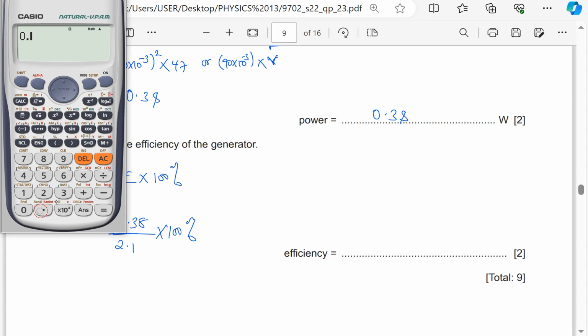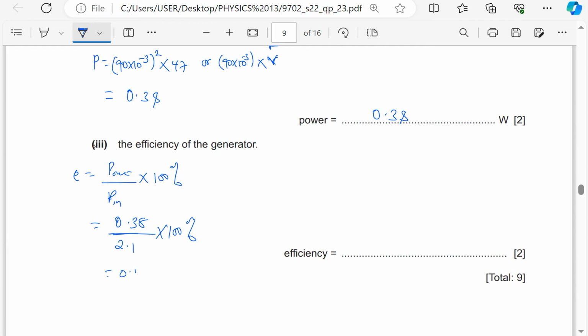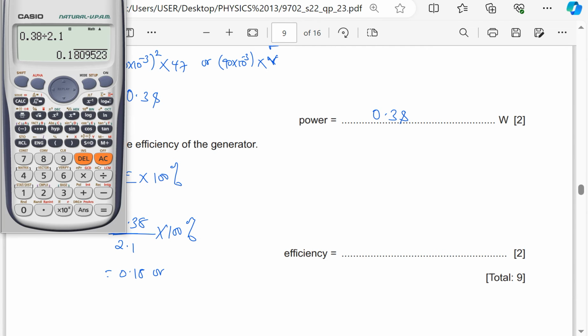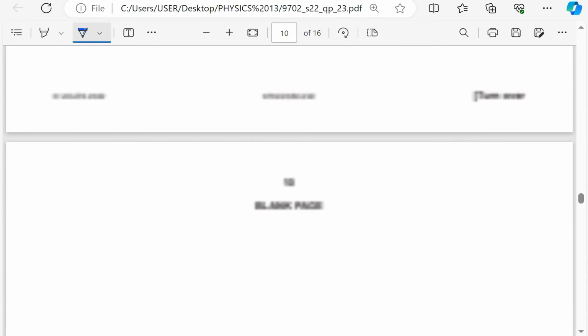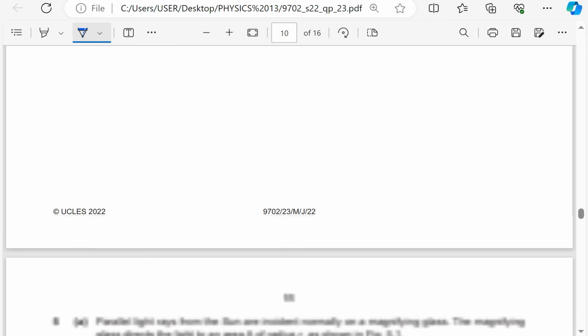So this is 0.38 divided by 2.1. Either I have 0.18, or if I multiply this by 100, it would be 18%. So the efficiency is going to be 18% or just 0.18. Okay, so I think that is all.